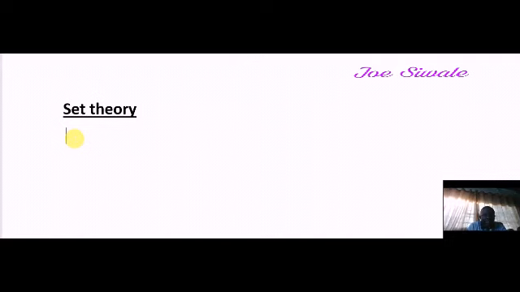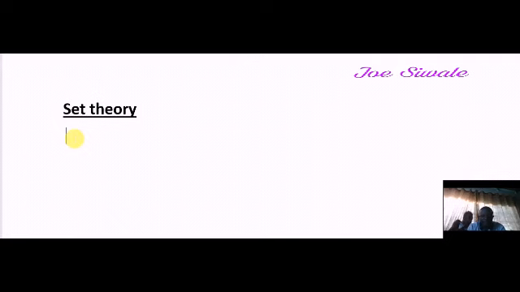A set is defined as a collection of well-defined elements. Elements are objects that are contained in a set. The other names for elements are members of a set. And a set is written by using capital letters. And the objects that are contained in a set are enclosed in curly brackets.